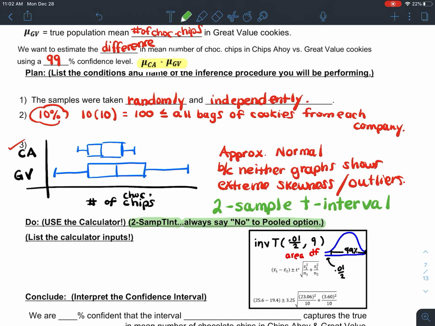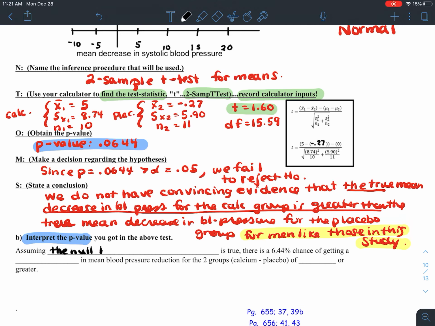randomly. Okay, the last part, which is really important, they are asking us to interpret this p-value that we got up above here. Okay, what does that p-value mean? Well, that p-value always is assuming that the null hypothesis was true. So assuming the null hypothesis, which is that these two means were actually equal to each other, is true, then there is a 6.44% chance of getting a difference in mean blood pressure reduction for the two groups, calcium minus placebo, of blank or greater.